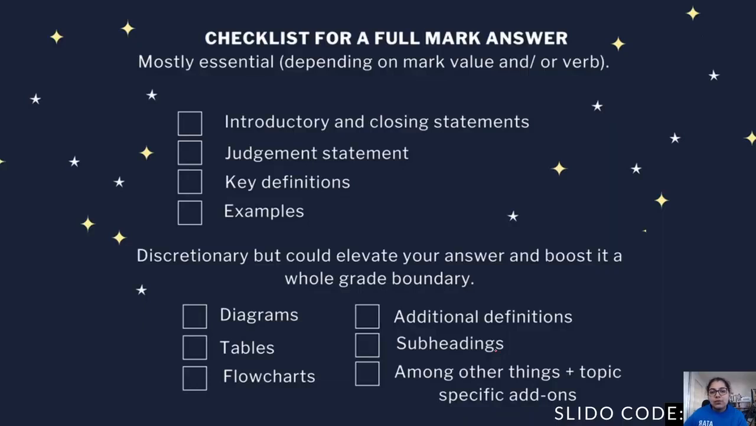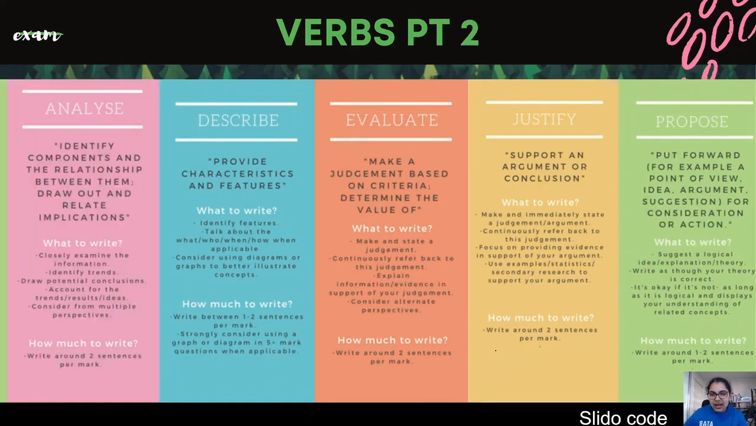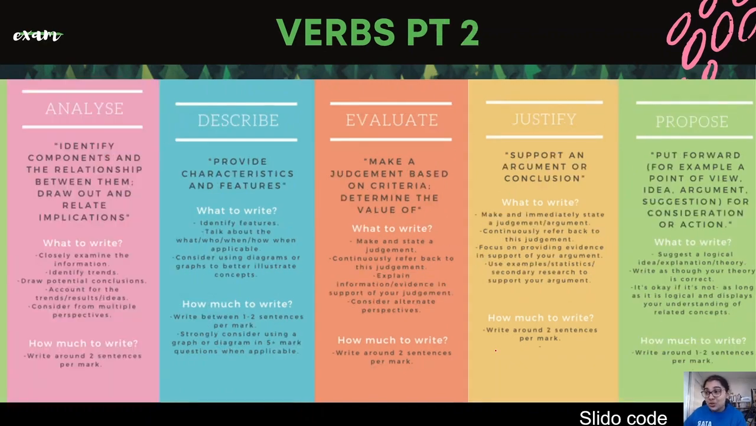And finally, a checklist for a full mark answer. Introductory and closing sentences, judgment statements, key definitions, and examples are really important. You can use diagrams, tables and flowcharts to help you as well. They can show a better understanding and help you gain more marks. Amazing. Now, these are the verbs. This is to help you understand how you should be structuring your writing. The difference between a compare and a justify or a propose question is huge.